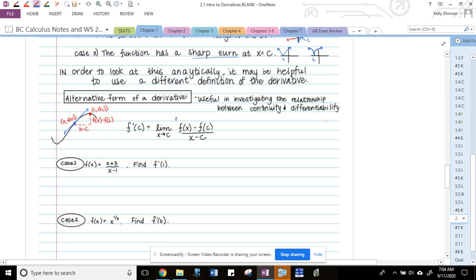minus f of C. F of C is plugging in C. That's a number. Divided by x minus C, which again will be a number.